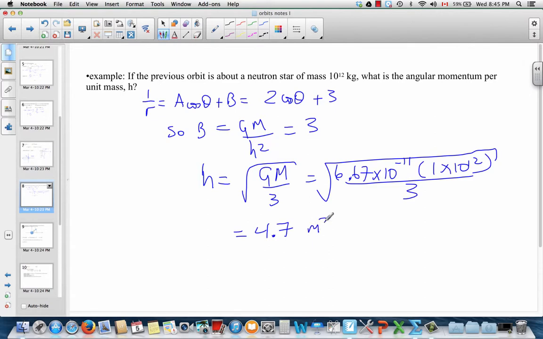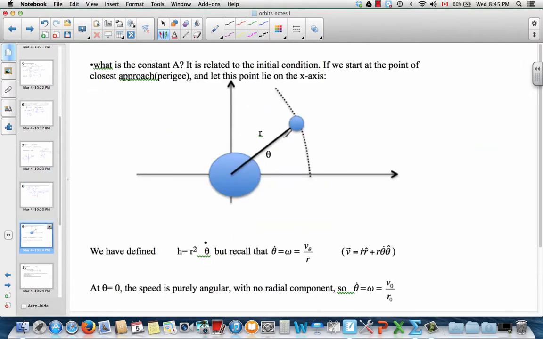And the units work out to be meters squared per second, because angular momentum units are kilogram meters squared per second, and then you divide by a mass, kilograms. So that would be the h constant for that orbit. Now, we've talked about b. Well, what about the constant a? Well, it turns out that that's related to the initial condition. If we define theta equals 0, or put the x-axis at the point of closest approach here, when it's in close, then that will be at theta equals 0. That will be the point of closest approach.